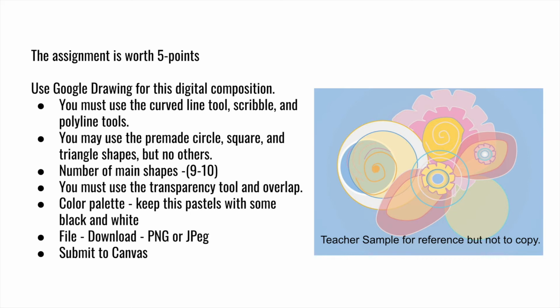They're using Google Drawing. They must use the curve line tool, the scribble tool. They can use a pre-made circle and square, but no others really. Number of main shapes, 9 to 10. Show the use of transparency. Keep the color palette with pastels, maybe a little black and white. In the end, file, download, PNG or JPEG, submit it to Canvas, and away it goes.